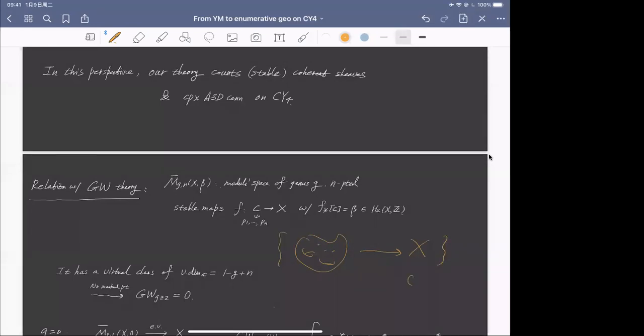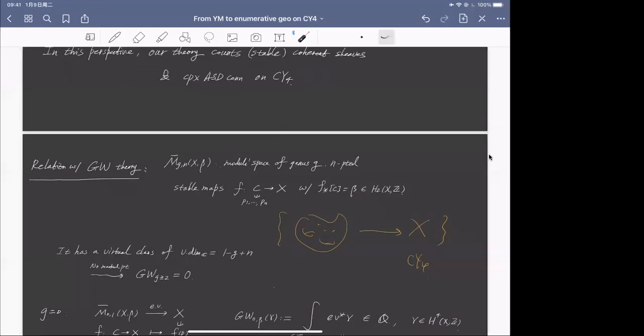These are Calabi-Yau fourfolds. So we fix some topological data, such that the pushforward of the fundamental class of this C should be some distinguished fixed curve class in the ambient Calabi-Yau fourfold. In this case, as before, this moduli space is very complicated, but it has a virtual class of some virtual dimension. This can be computed by Riemann-Roch. This is 1 minus g plus n.